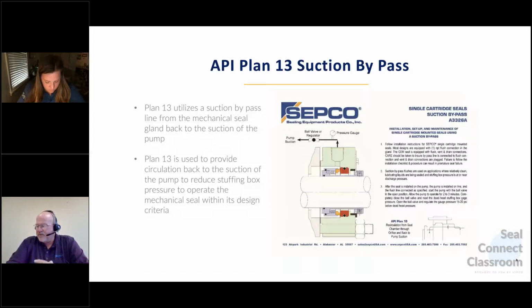The only problem you get into is in ANSI pumps. In a lot of ANSI pumps, the stuffing box pressure is very, very close to suction pressure, and so the circulation through this Plan 13 is not as good as Plan 11. So it has its uses, especially in places where you have very high stuffing box pressure. But again, this is used in applications where the product you're pumping is fairly clean. So remember, this is a single seal application, and you're using your pumpage as a lubricant.